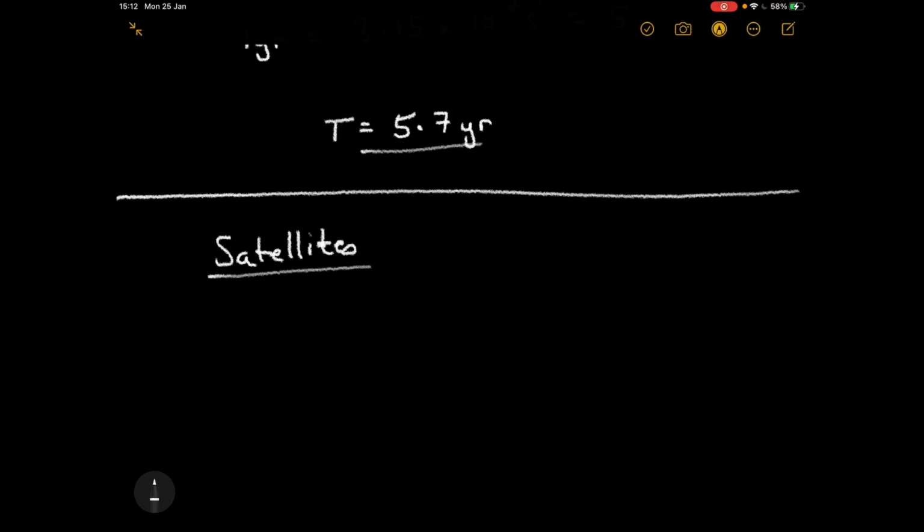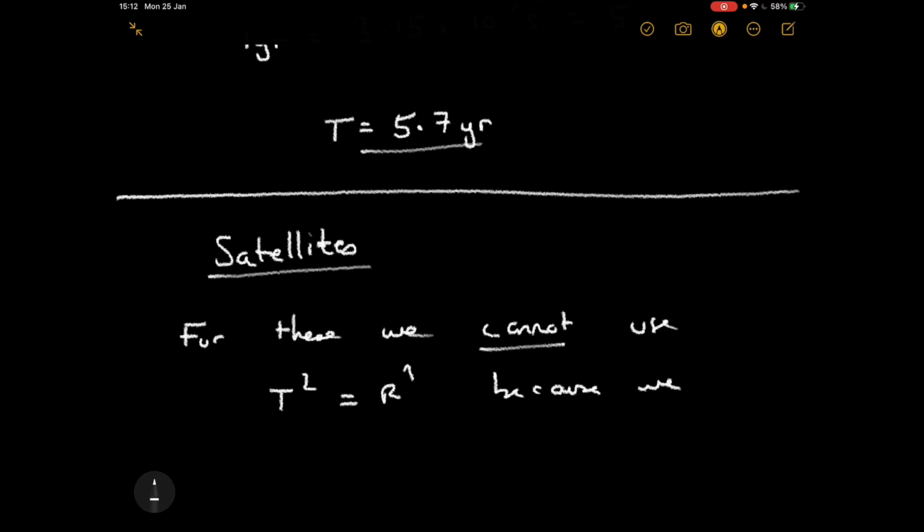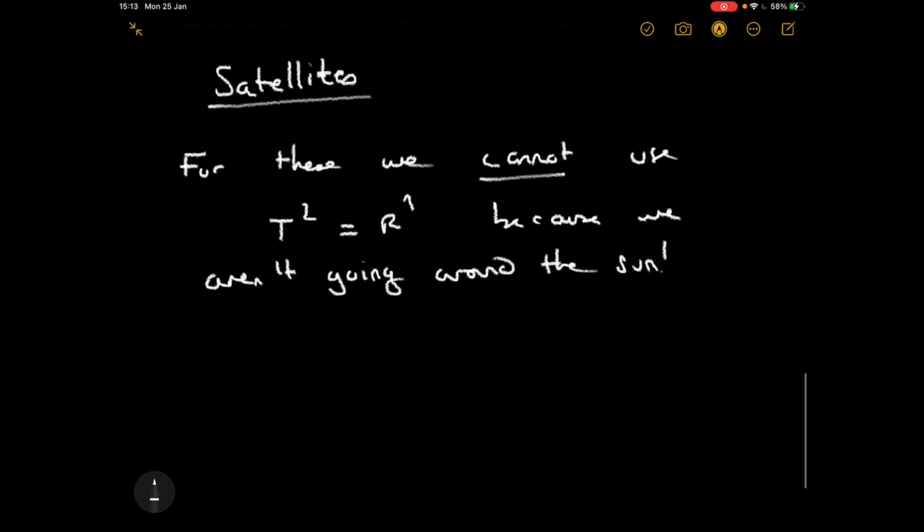Okay, so satellites are things that generally orbit planets or moons. A moon is a satellite. For these, we cannot use T squared equals r cubed directly, because that only works if we're comparing with the Earth going around the Sun, and here we aren't going around the Sun. So normally with satellites, you would be using the full equation.